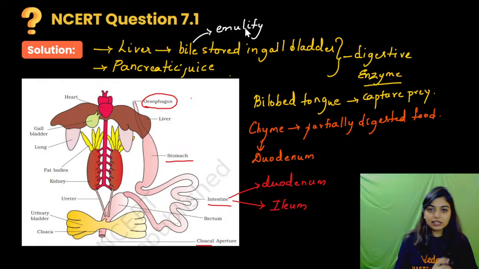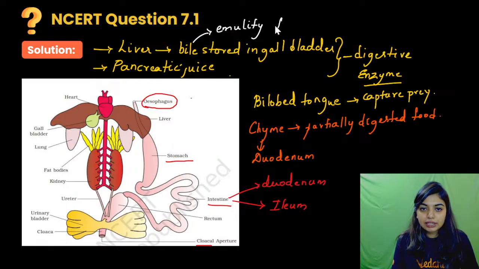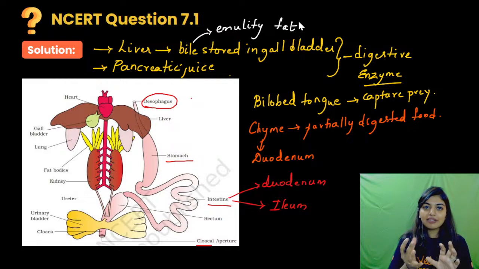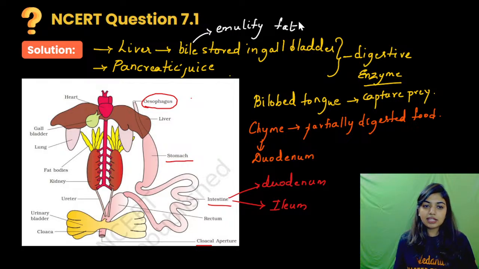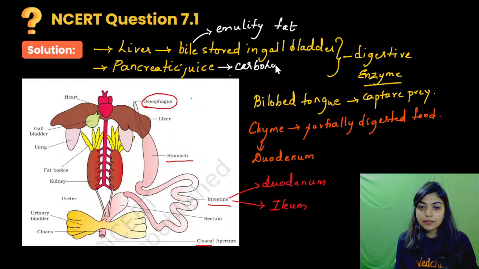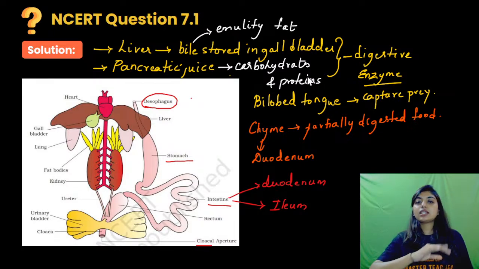Emulsifying the fat. That means basically breaking down the fat, covering the fat. Is this clear? Okay, clear. Pancreatic juice is going to help in the breakdown of carbohydrates and proteins. Got it? So this is the whole thing.